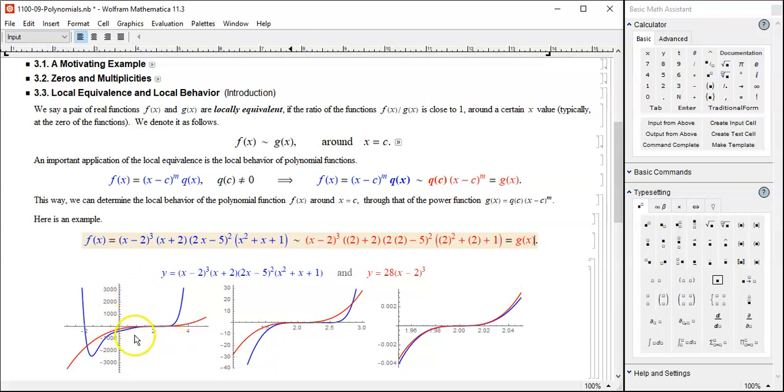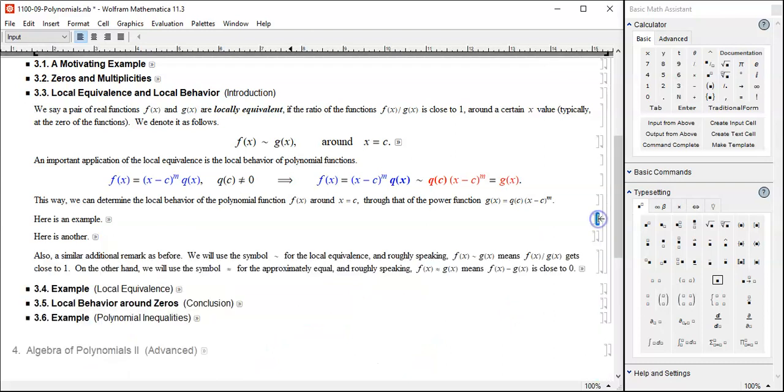Now let's look at it in a little larger scale. The blue graph and red graph are completely different because they are different functions. Scale a little bit and zoom in. They're behaving quite close to each other, and now they are almost indistinguishable. That's a visualization of the local equivalence between the two. So this is a way to get a power function, which is much simpler than the polynomial function, that has the same local behavior as the original polynomial function.